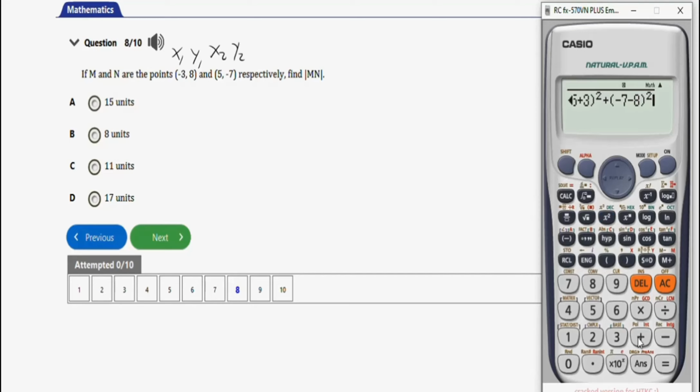Let's press the button now to see the output. We have it was 17 units, option D. That's the answer to this question. Let's wipe this now and solve the next repeated question. So the next repeated question will be this one.